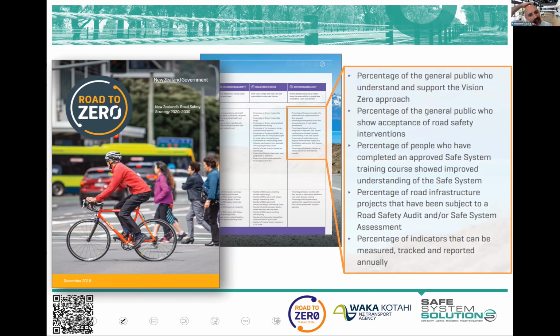We'll get into that. Okay, I know you've all got a copy of Road to Zero on your bedside table, and you read passages from it every night. It is your road safety strategy, 2020 to 2030.